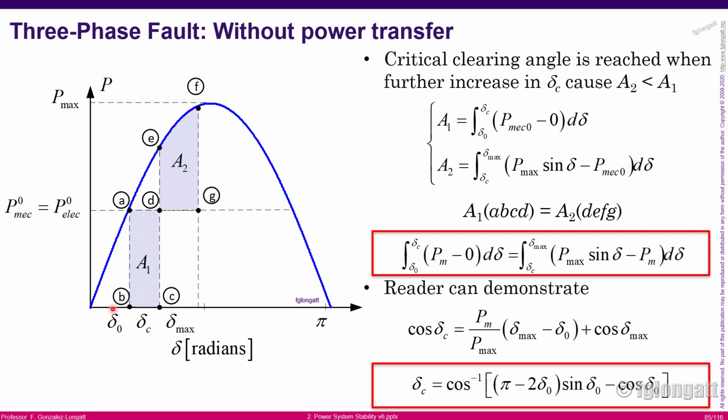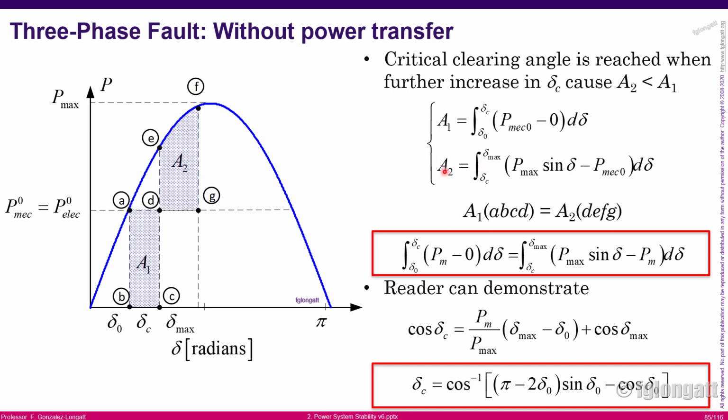It is the integral between delta 0 and delta C. The top here is the mechanical power, P max 0, and the electrical power is 0 because we are doing the short circuit, okay?